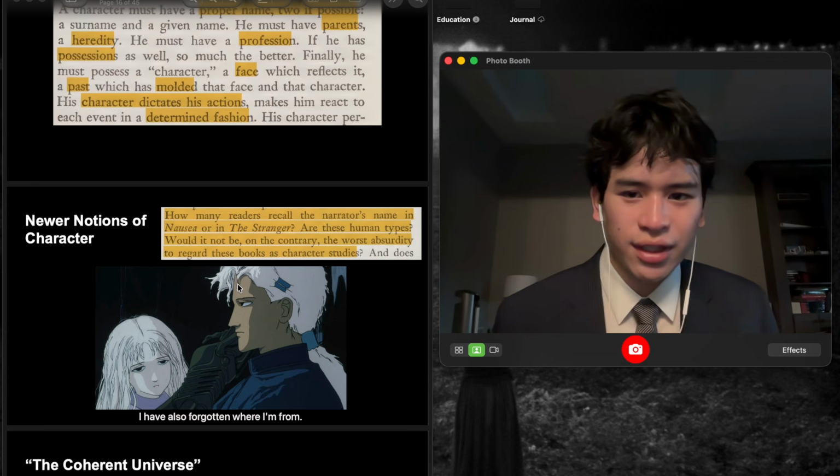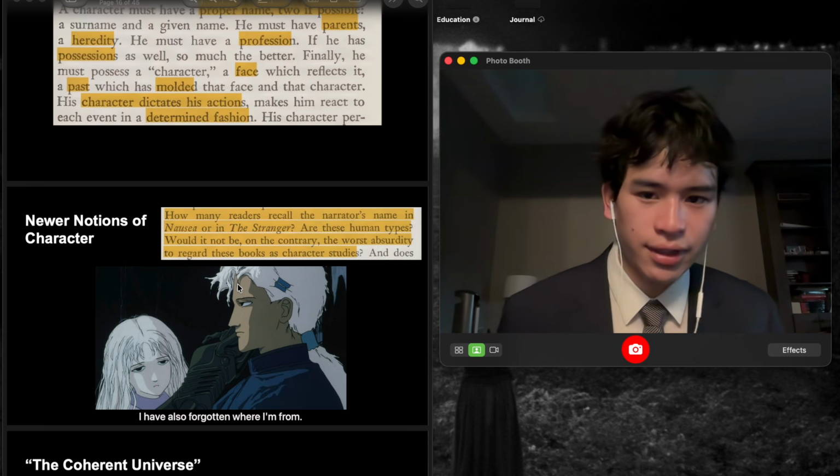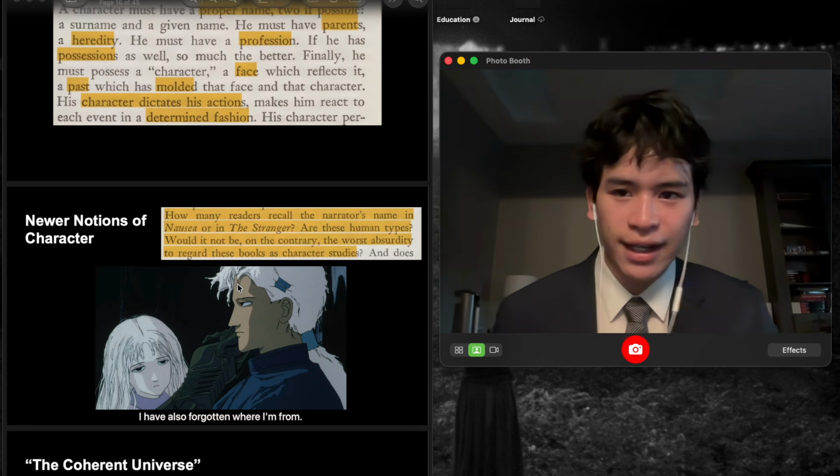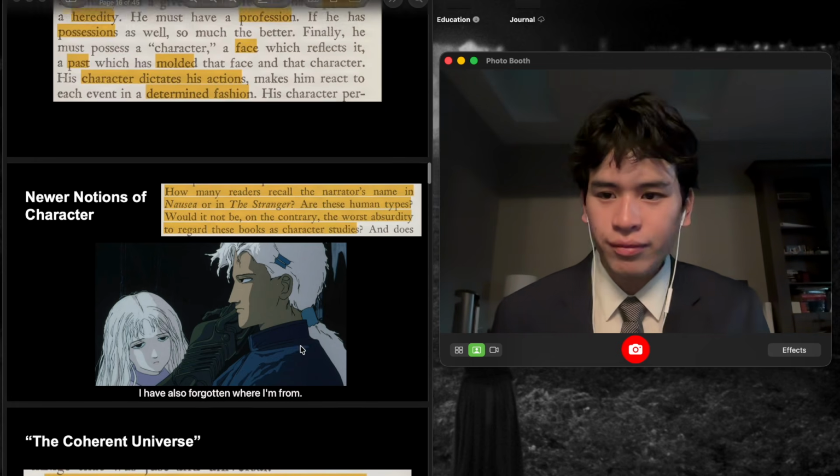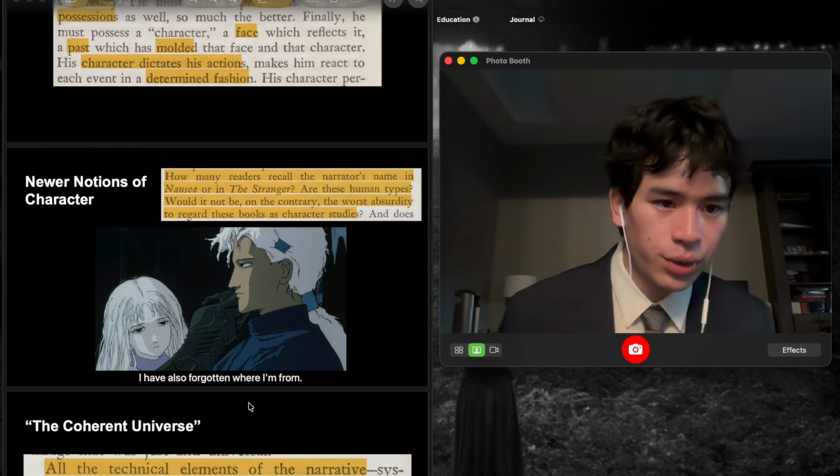Now he says the protagonists of Nausea and The Stranger, being Roquentin and Meursault, are not really characters in the traditional sense. Yes, they are characters on paper, but they lack pretty much everything that has up until that point defined what a character is. And lo and behold, Angel's Egg is actually doing pretty much the same thing.